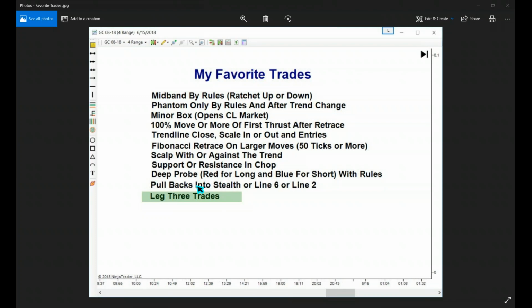Okay, these pullbacks into stealth, or line 6 or line 2, I'll go over that tonight. I don't think we went over that very extensively on Saturday. We will. Okay, now another thing, let me go ahead and go to a different chart here.